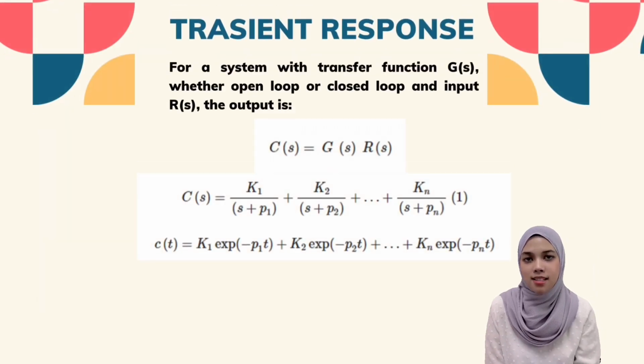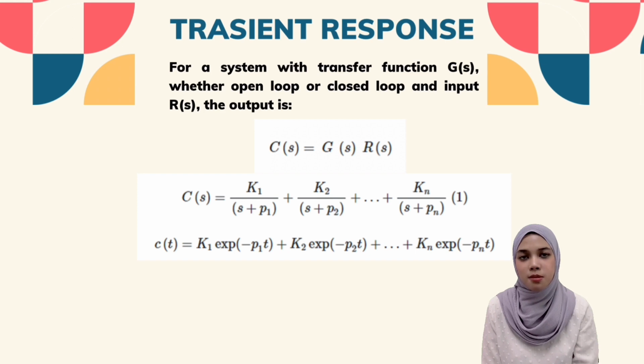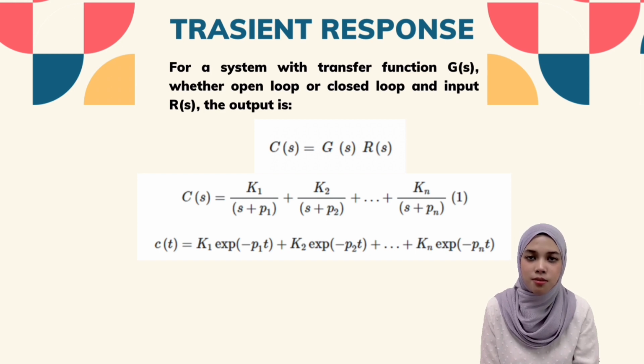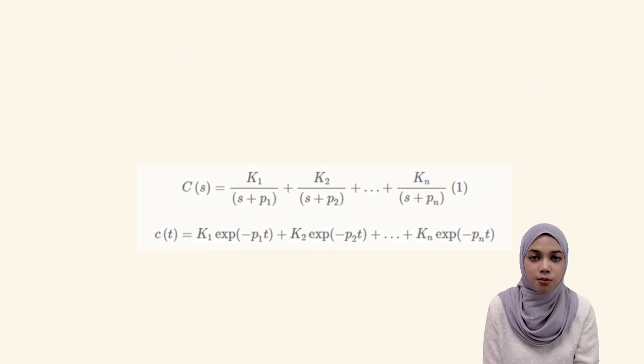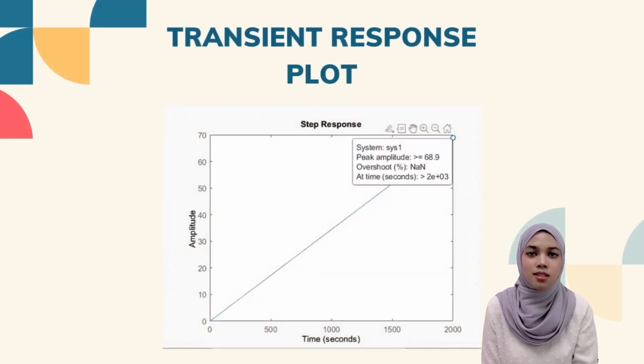Next, we'll be focusing on the transient response. For a system with a transfer function G(s), whether open loop or closed loop, and input R(s), the output is shown in the picture next. Since the transfer function is a higher order system, it is difficult to calculate using the standard transient formula. Therefore, to test all the transient response parameters, we simulate the graph using the MATLAB program.